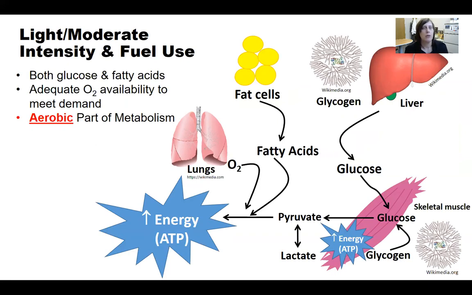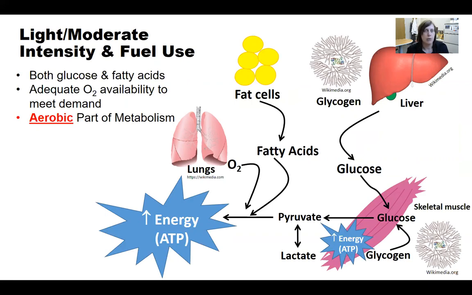But what happens with fuel use in this situation? We can use both glucose and fatty acids for energy. And essentially this is because we have adequate oxygen availability that can get to the muscle and meet the demand of energy for the sustaining movement of the muscle.